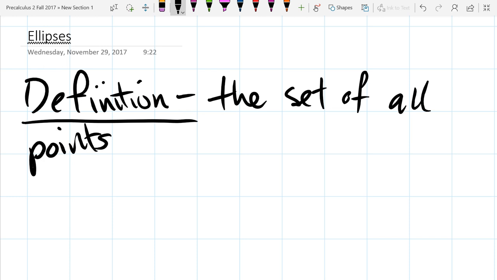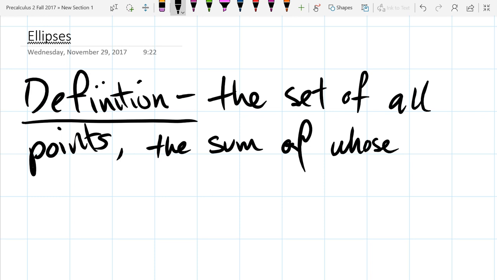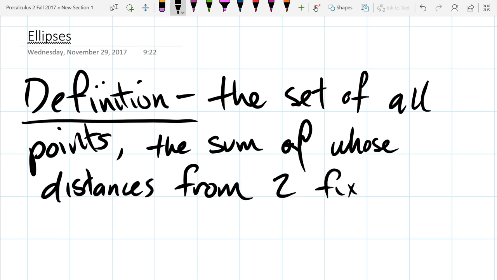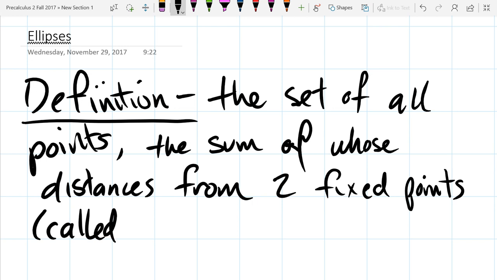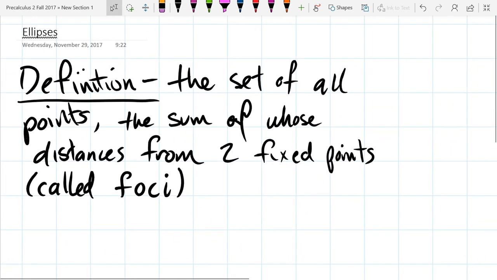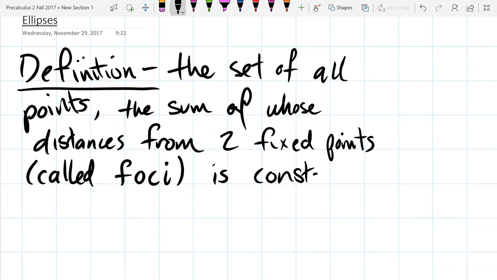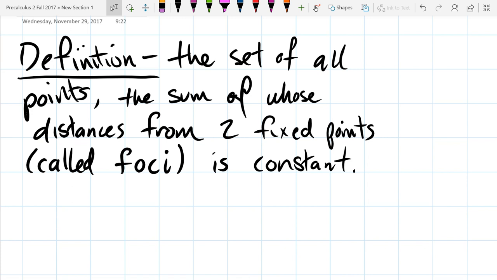The set of all points. So it starts out just like a parabola. The sum of whose distances from two fixed points called foci is constant. These are both called focus, so the plural of focus is foci. You can think of the sum of these distances as basically the radius.